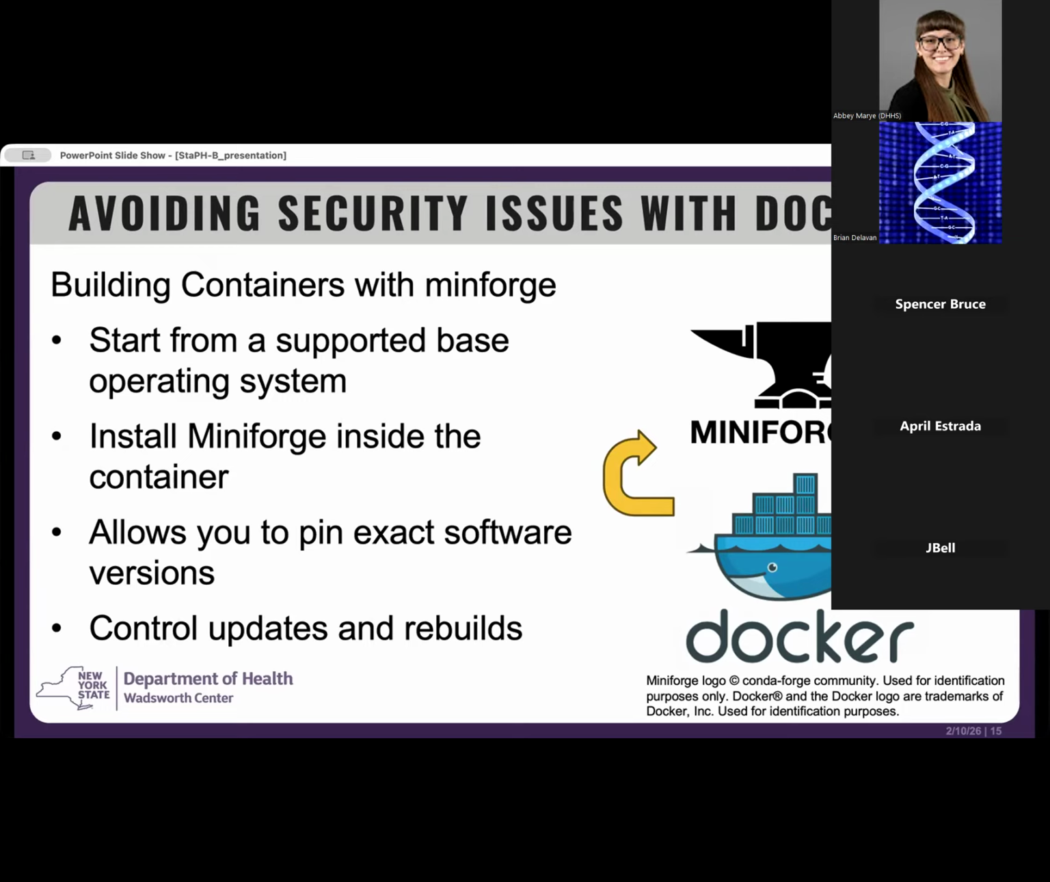So MiniForge actually allows you to pin exact software versions inside the container. That means you can explicitly define not just which tools you're using, but which versions, right? And that makes these updates intentional in the future if you want to update things. So building containers with MiniForge lets you align bioinformatics software with both scientific and organizational requirements. So, letting everybody know this is a real option for you too.